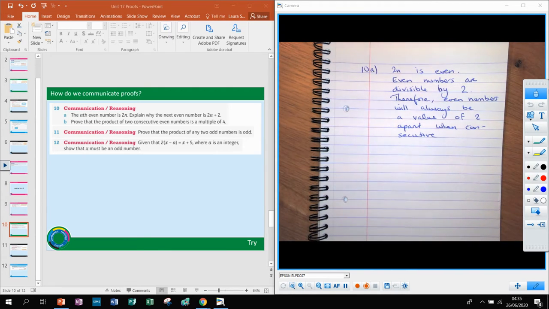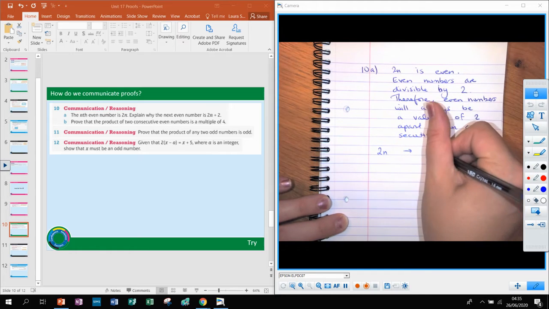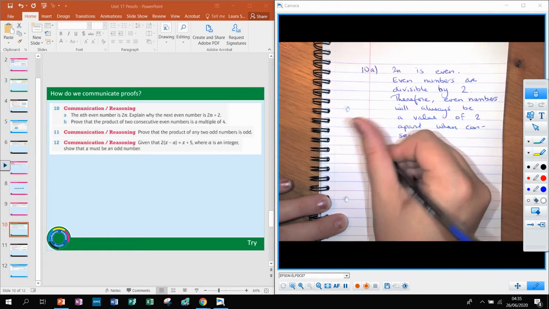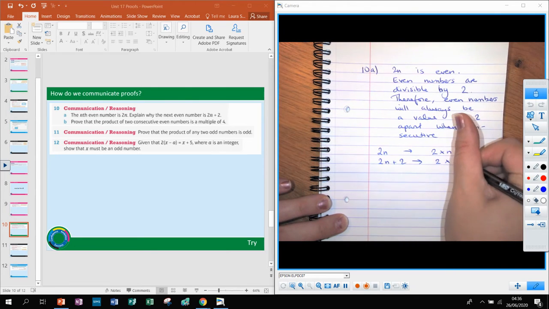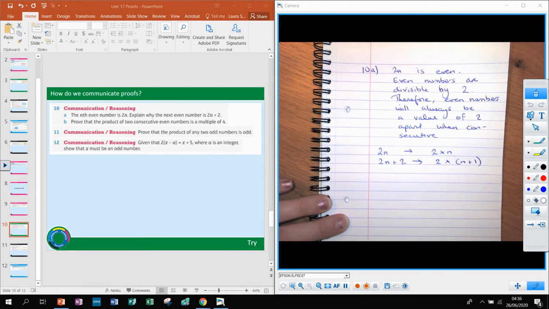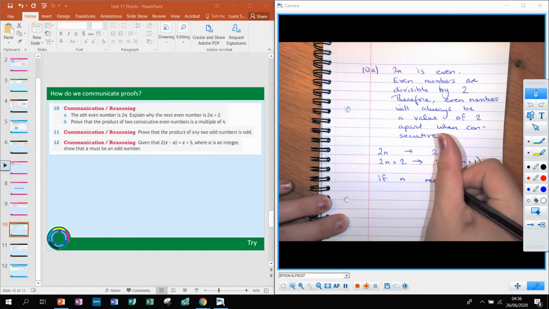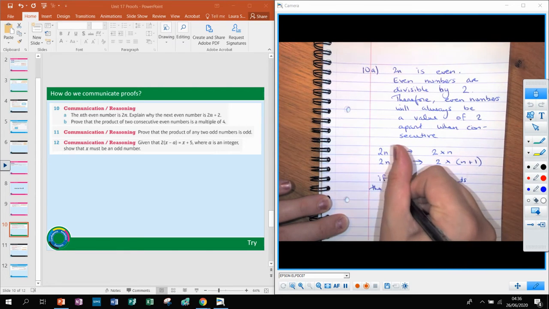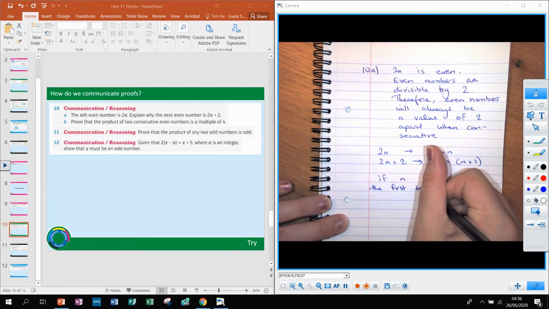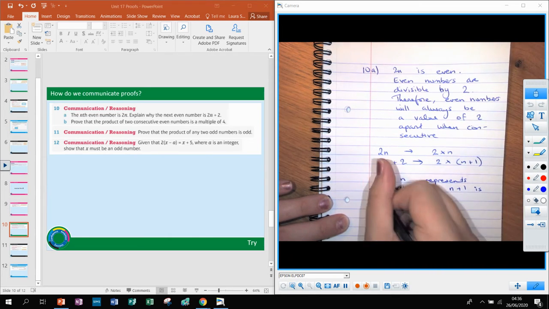Okay, we could consider the first term to be n and the second term to be n plus 1. Okay, and if we did that, we could divide out the 2 and show it that way. So 2n is the same as 2 times n. 2n plus 2 is the same as 2 times n plus 1. If n represents the first term, n plus 1 is the second term.